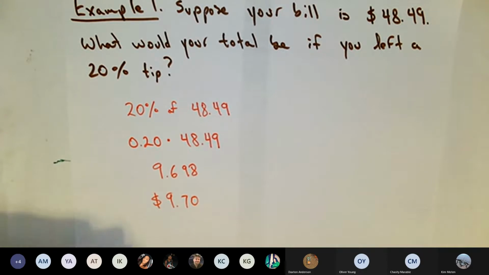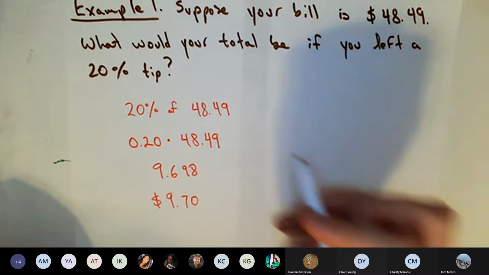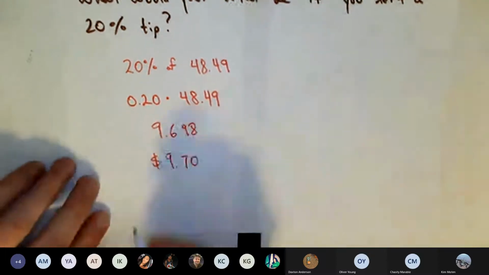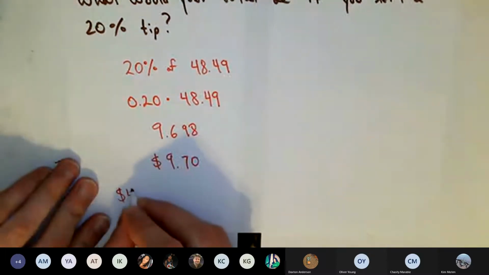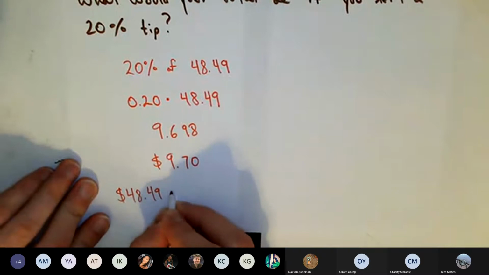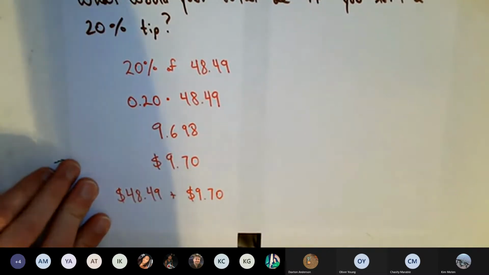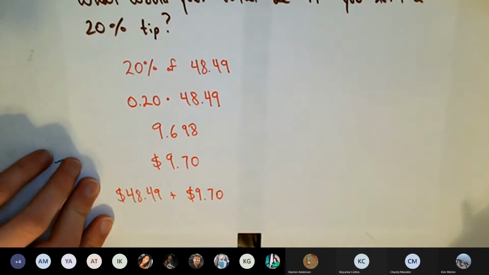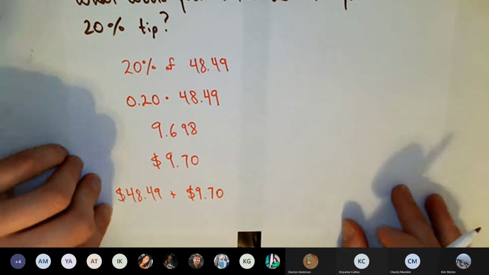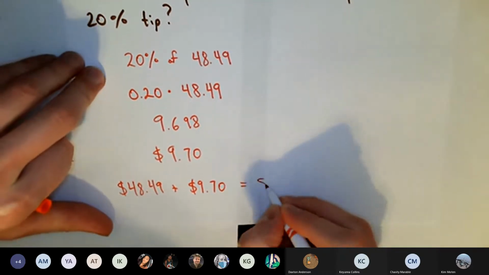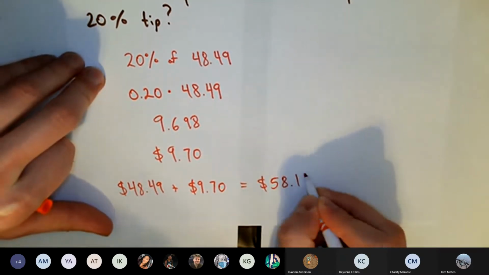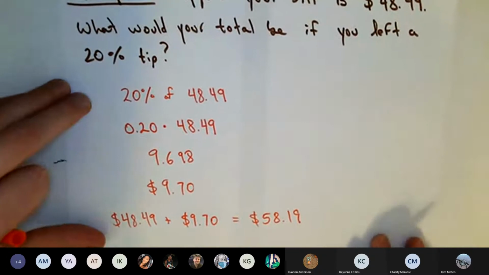Okay, that's not the answer to this question though, right? Because we want to know the total. The total is going to be that 48.49 plus the 9.70, which should be 58.19. So we're getting a total of $58.19.